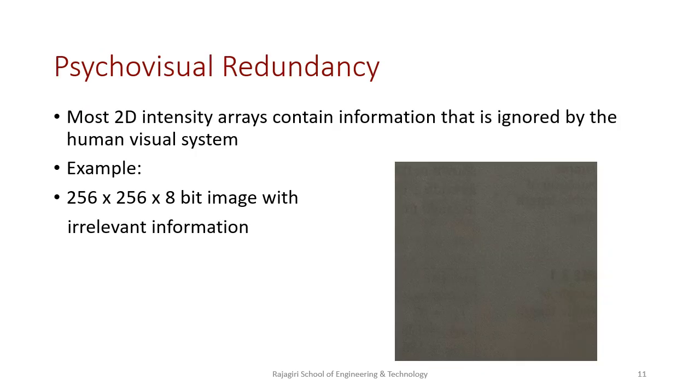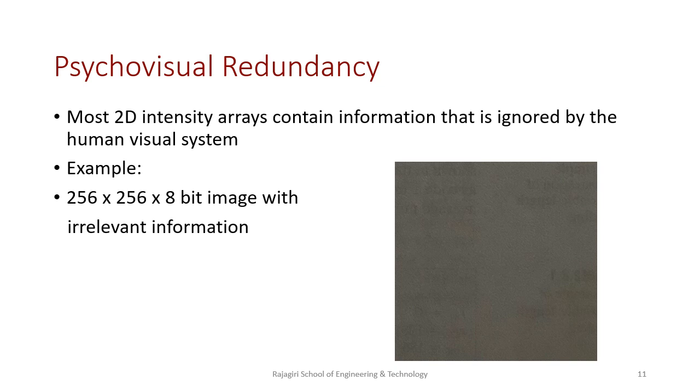Psychovisual redundancy. Most two-dimensional intensity arrays contain information that is often ignored by the human visual system. In the human visual system, all intensities are not perceived equally. Some information may be more important than others. So even if less data is used to represent the less important visual information, perception is not affected.